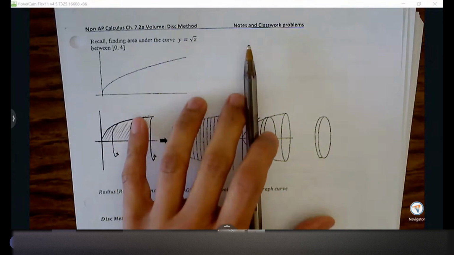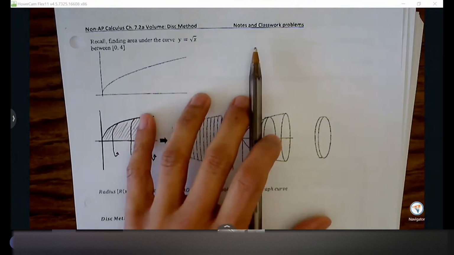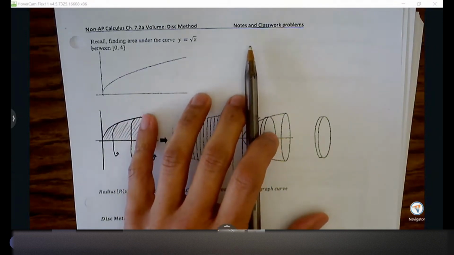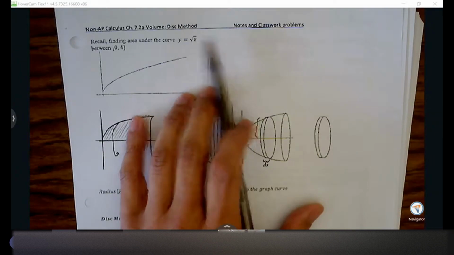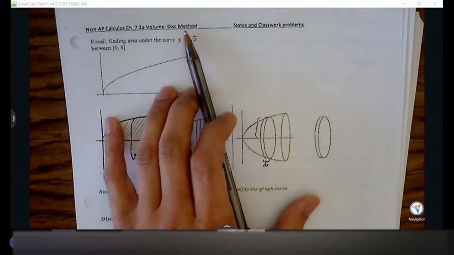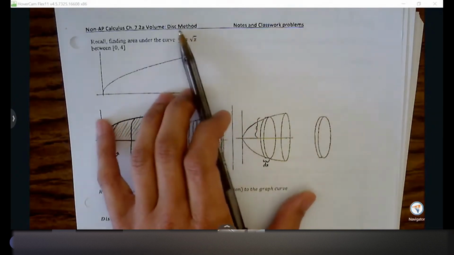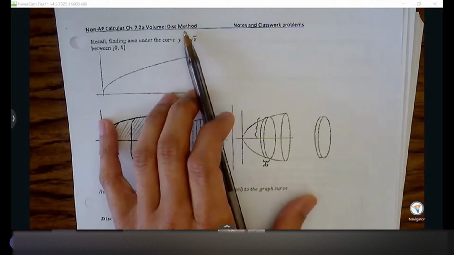Tomorrow, we'll probably spend more time reviewing the disk method and probably circle back to some area problems that we didn't get to do on the back sheet of that worksheet from yesterday. We just did that first page. And then Thursday, we can talk about the washer method, which is going to extend this concept to where there's a gap or a hole in our object.